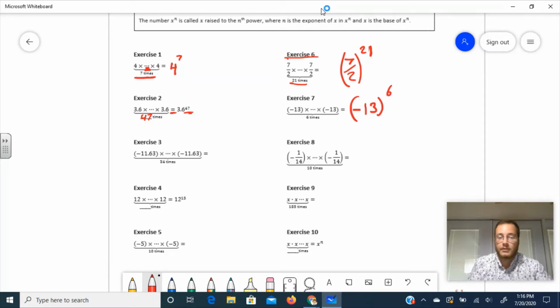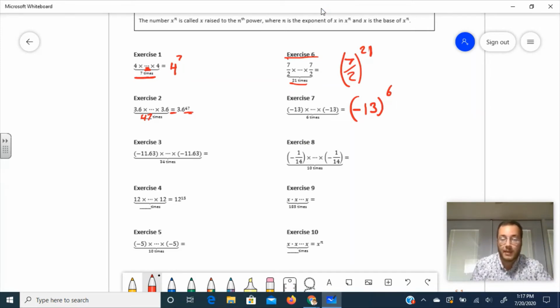And my exponent is 6. Let's take it down to exercise 9 because we have a variable here. Remember, a variable is a letter that represents a certain number that we don't know. It's unknown. So I have x times x times x times x times x, a total amount of times until it stops, and that total time is, it looks like 185 times.